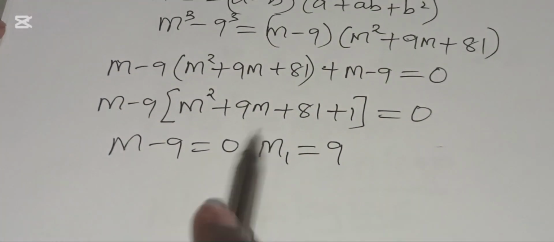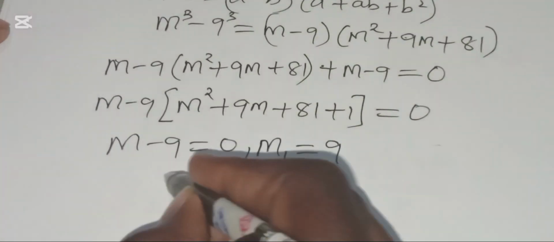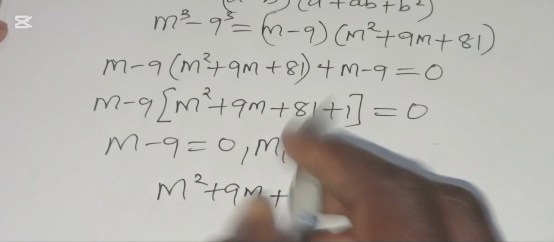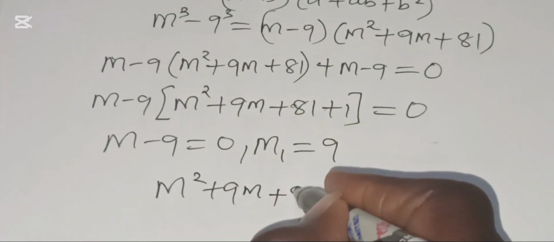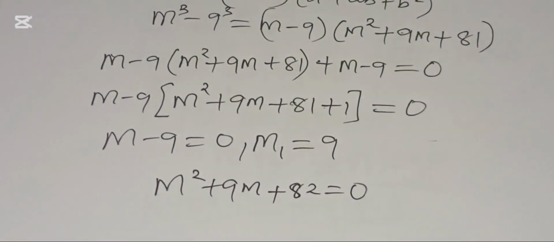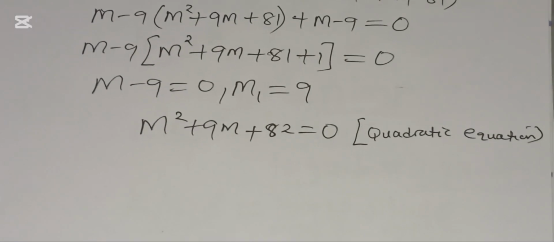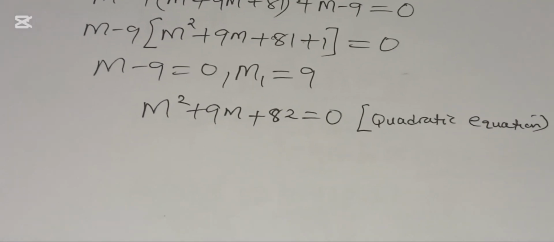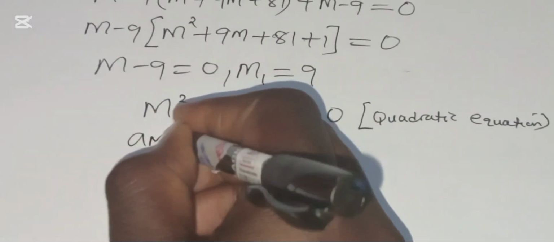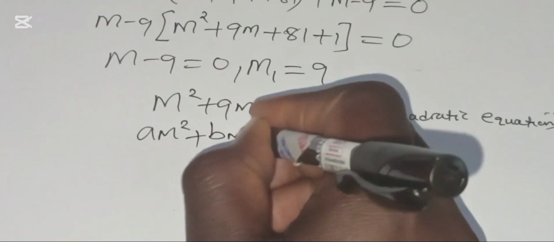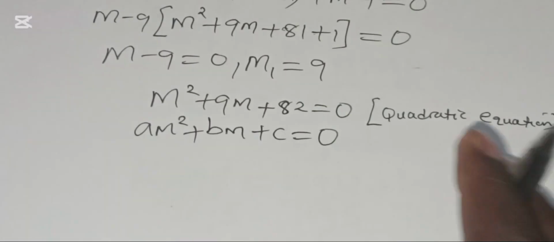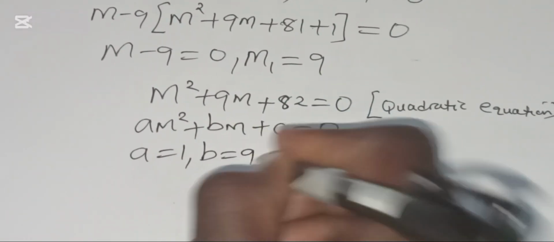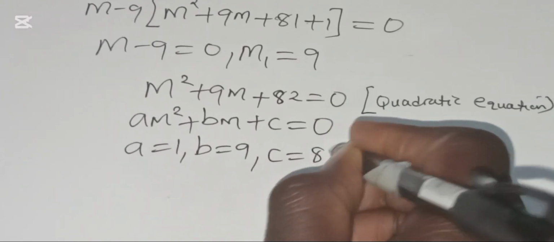Okay, now we have the second part, which is m squared plus 9m plus 81 plus 1, which is equal to 82, which is equal to 0. So now we have a quadratic equation, m squared plus 9m plus 82 is equal to 0, and this is in the form of am squared plus bm plus c equal to 0, whereby a is equal to 1, b is equal to 9, and c is equal to 82.